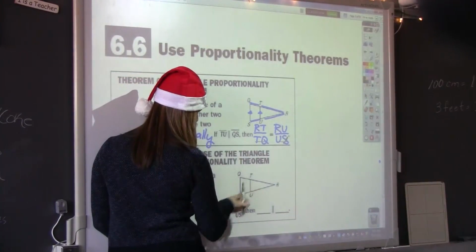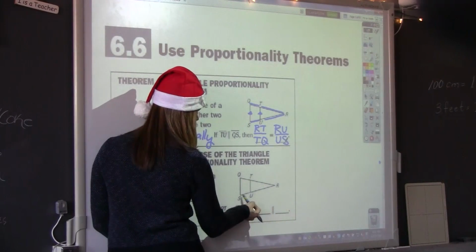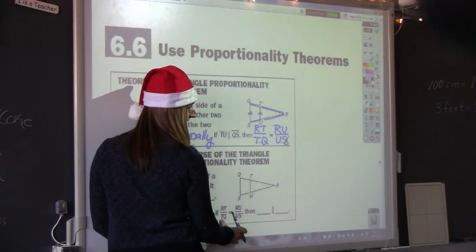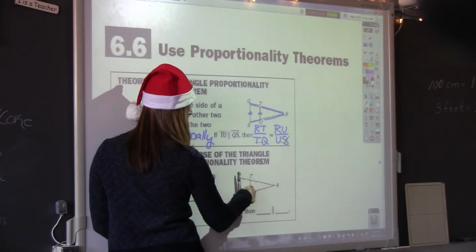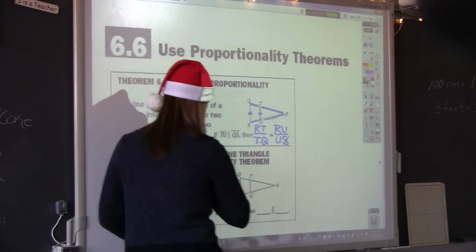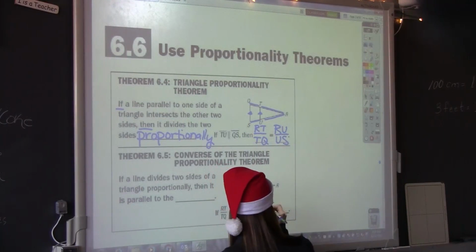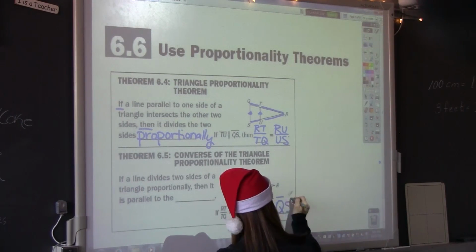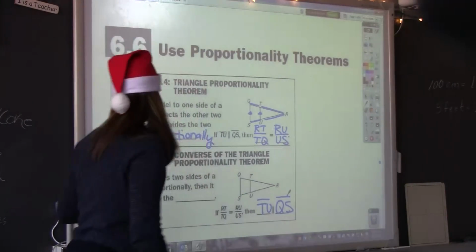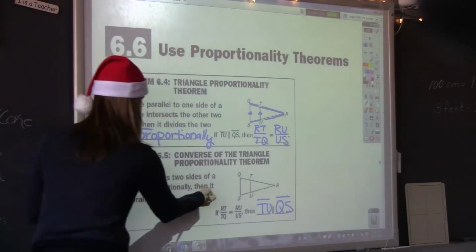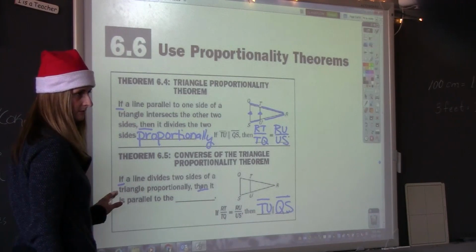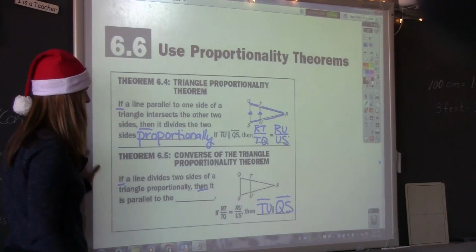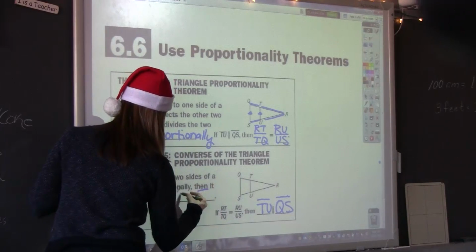All right, RT is to TQ equals RU is to US. Okay, if we know we've got these ratios that are equal, then we know that these 2 segments are going to be parallel. Then TU is parallel to QS. And the way they say that here is if a line divides 2 sides of a triangle proportionally, then it is parallel to the, and they call this the 3rd side.